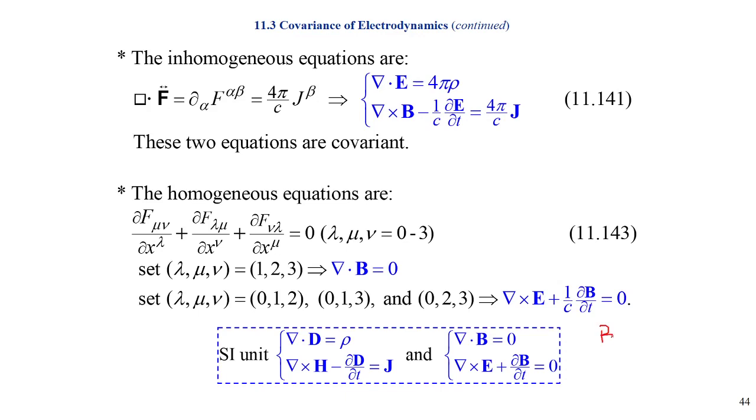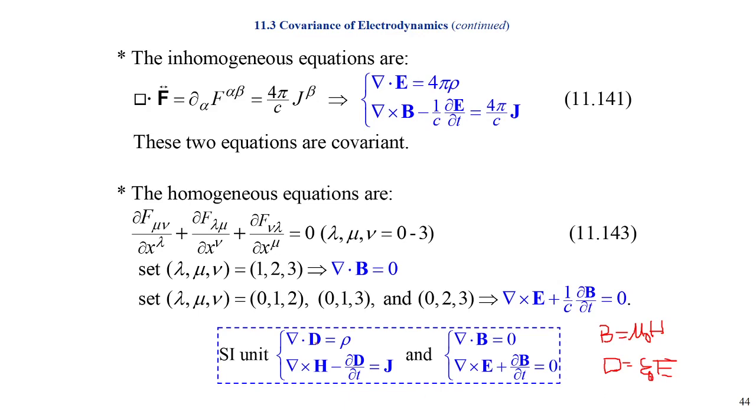B equals mu H. And D equals epsilon E. Okay? But in free space, mu equals mu 0 and epsilon equals epsilon 0. Good.